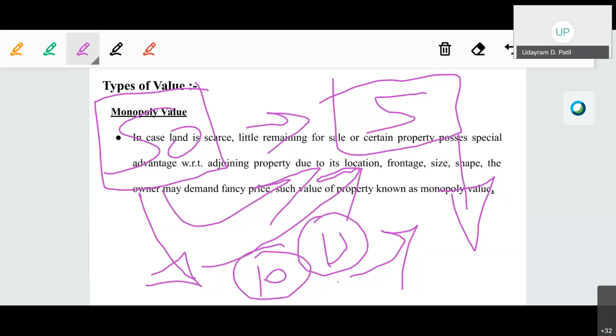Because they create artificial scarcity. So they create an artificial scarcity by saying that only 2 flats are remaining, only 10 flats are remaining, only 5 flats are remaining. Due to that artificial scarcity, the buyers are able to agree to pay the extra amount to secure that particular apartment for themselves. Okay, so that is the monopoly value. Where only some buildings are available, that particular contractor increases the value.